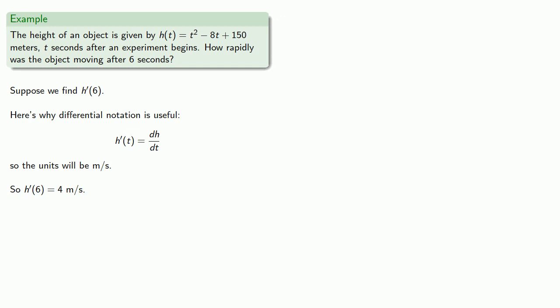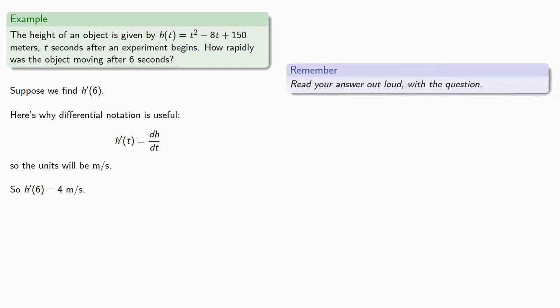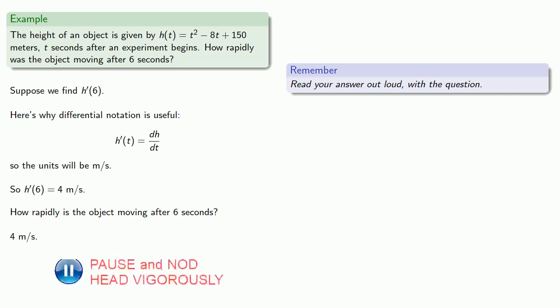And again, we can gain some useful insight if we read our answer out loud with the question, how rapidly is the object moving after 6 seconds? 4 meters per second. And the important thing here is that 4 meters per second does sound like it could be an answer to our question.